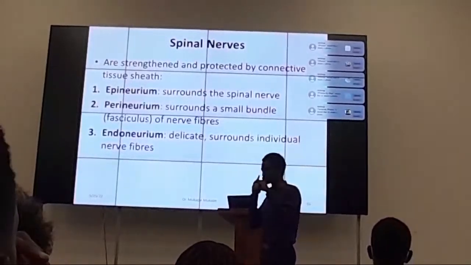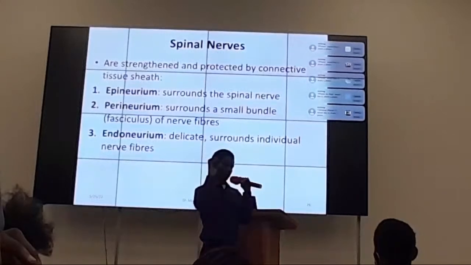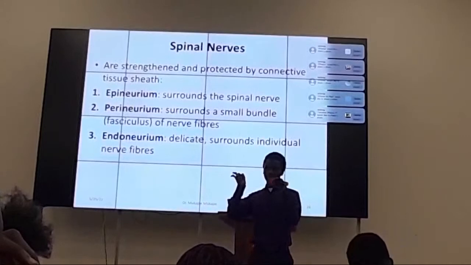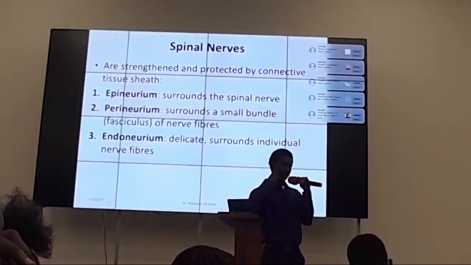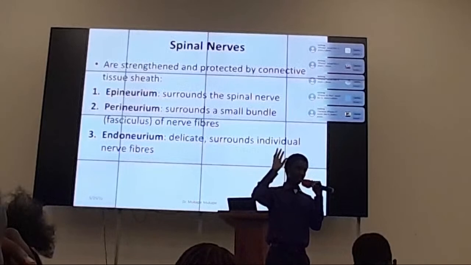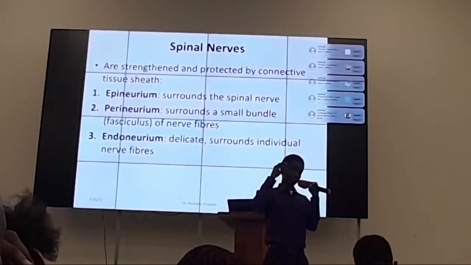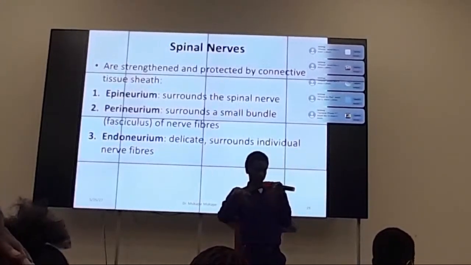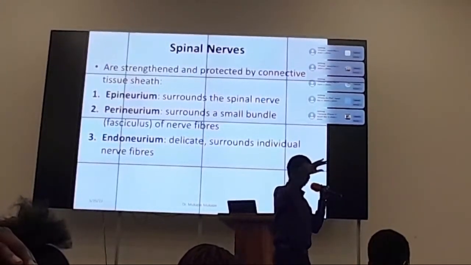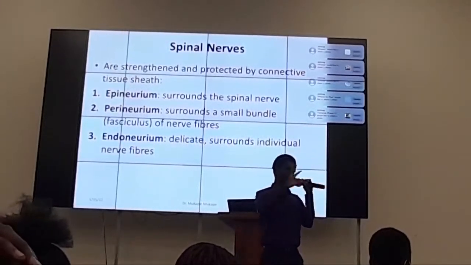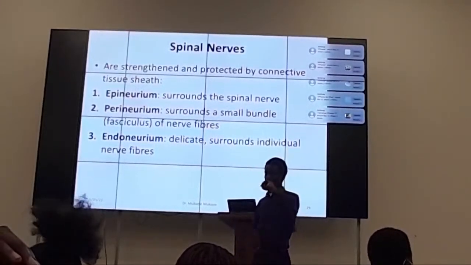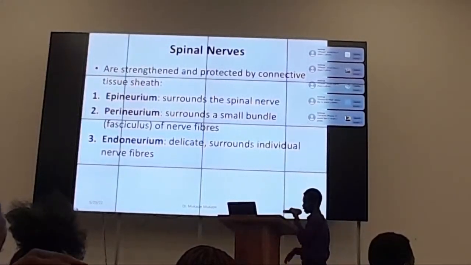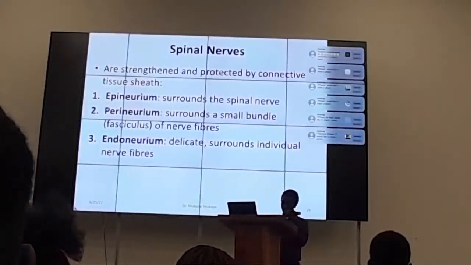So don't confuse it with the vertebra, the vertebral column. The vertebrae are 7 cervical, but the nerves are 8 cervical nerves. So vertebra, we have C1 to C7, but the nerves are 8. So there's a difference there. Don't confuse the vertebrae of the spine with the spinal nerves.